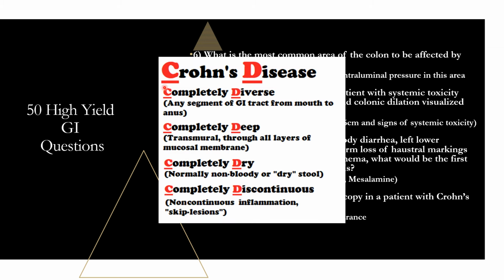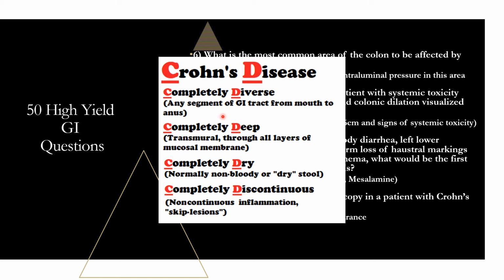The mnemonic I came up with for Crohn's disease: completely discontinuous, which, remember, is how you know it's non-continuous inflammation, those skip lesions. Completely dry, because generally the stool is going to be non-bloody. Completely deep, it's transmural inflammation all the way through the bowel wall. And then completely diverse, because remember, it can be anywhere in the GI tract from the mouth to the anus.